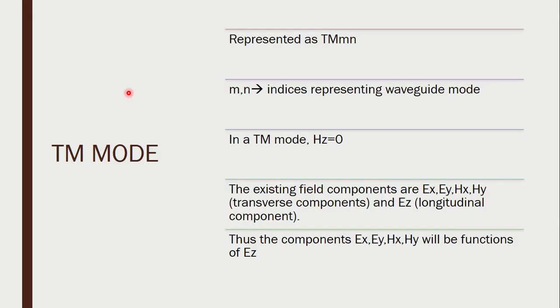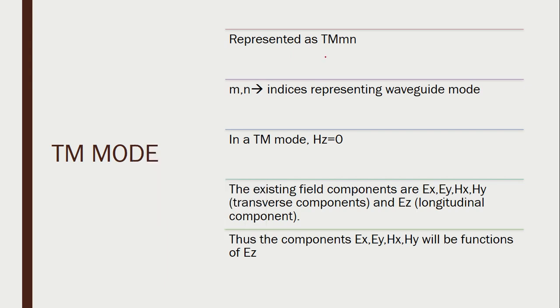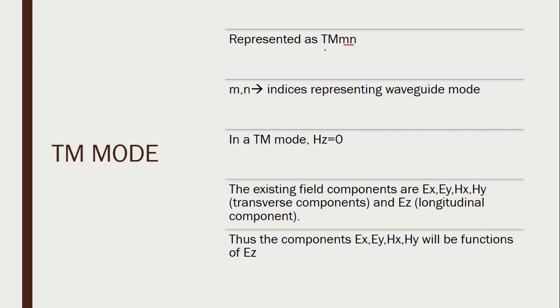So we'll just start with the TM mode. We know that a TM mode is in general represented as TM, M and N. This M and N is what represents the mode of our particular waveguide. And to just have a small recap, in TM mode, the component Hz is 0 and the existing field components are Ex, Ey, Hx, Hy and Ez.